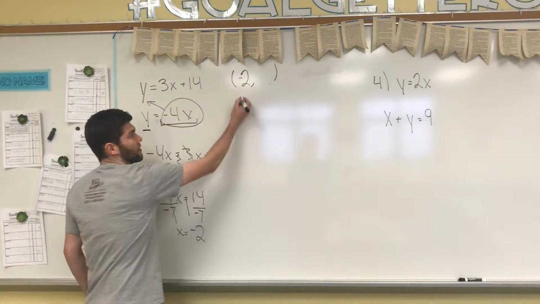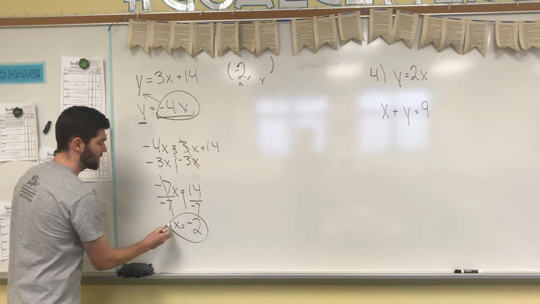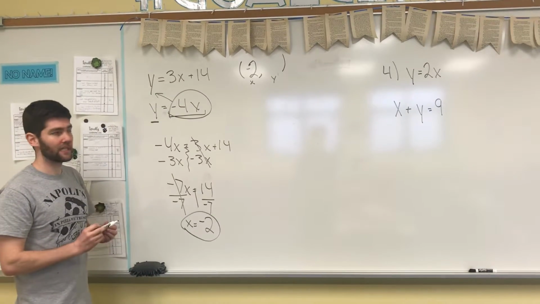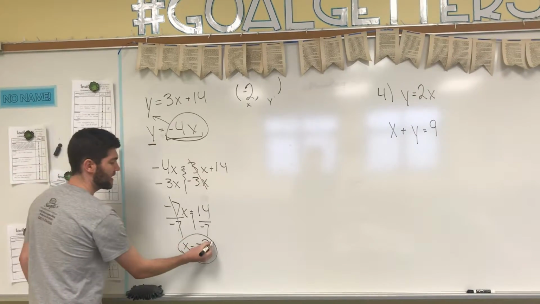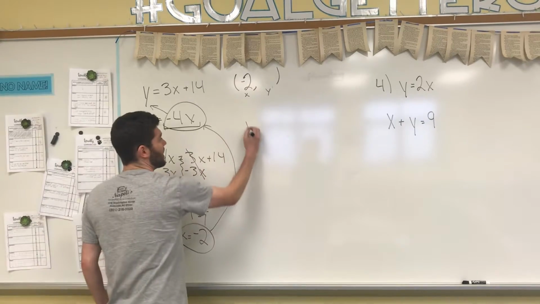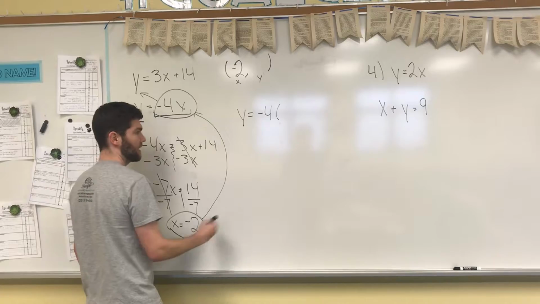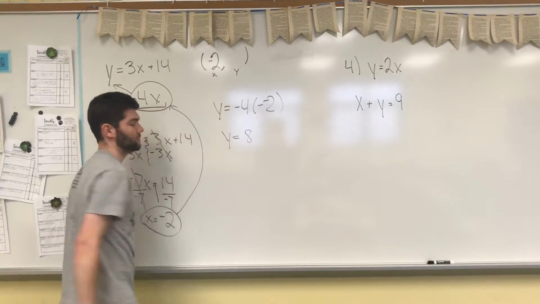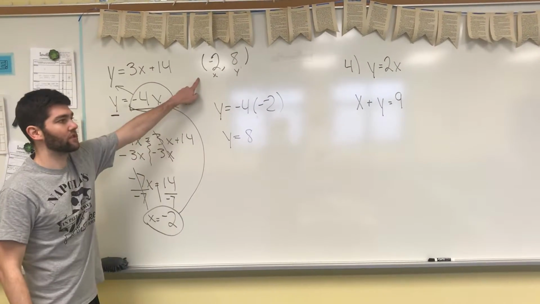All right, so I found my x coordinate, I have to find my y coordinate now. So what I'm going to do is I'm going to take this x equals negative 2 and I'm going to plug it in for either one of these equations. It doesn't matter which one you use, you'll get the same answer. So I always use the shorter equation. So I'm going to take this negative 2 and plug it in for x. So y equals negative 4. Instead of x, I'm going to put in my negative 2, and that equals 8. So I can take this 8, put it up here, and I have one solution, and that's the one solution.